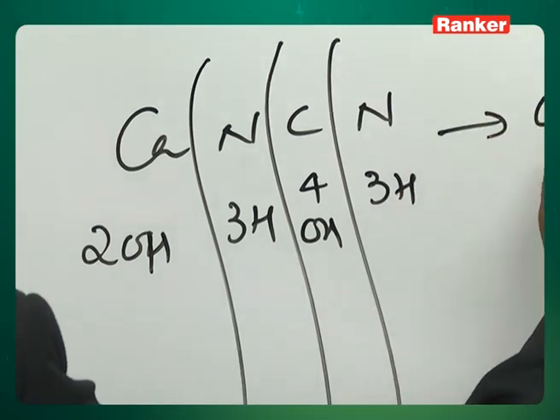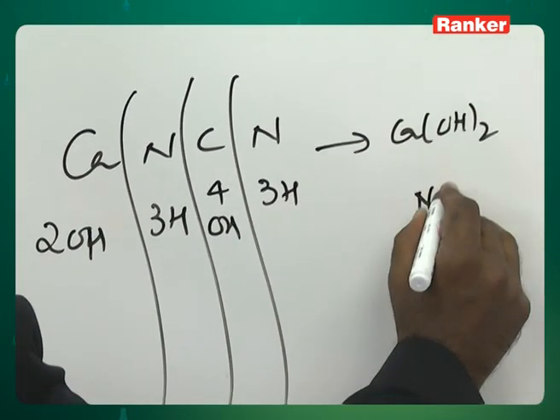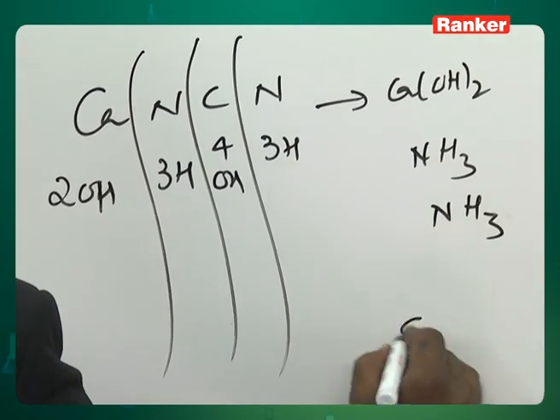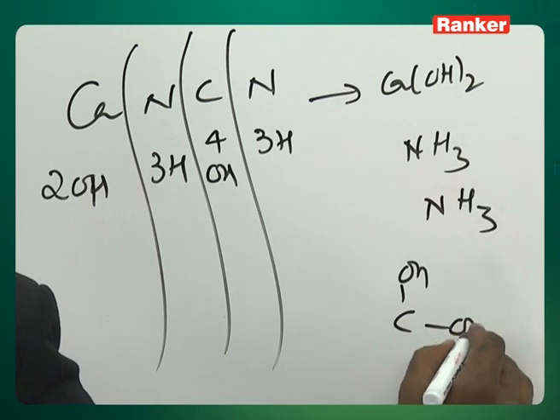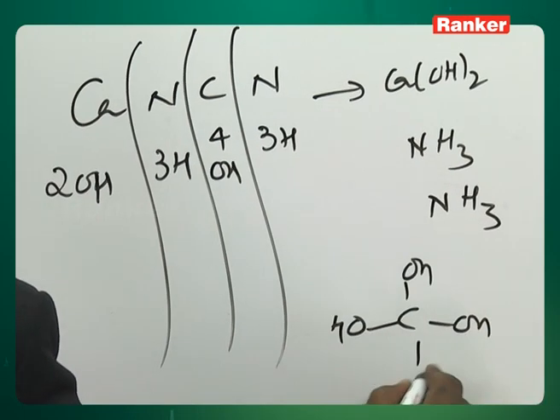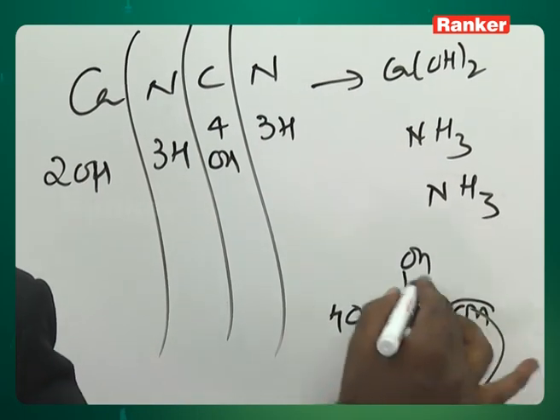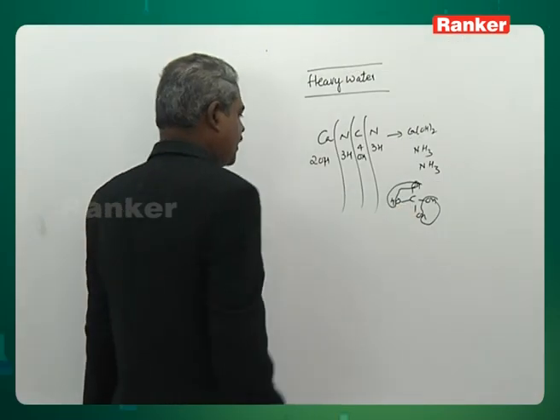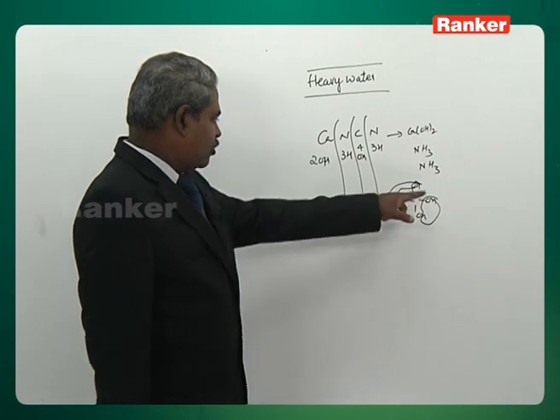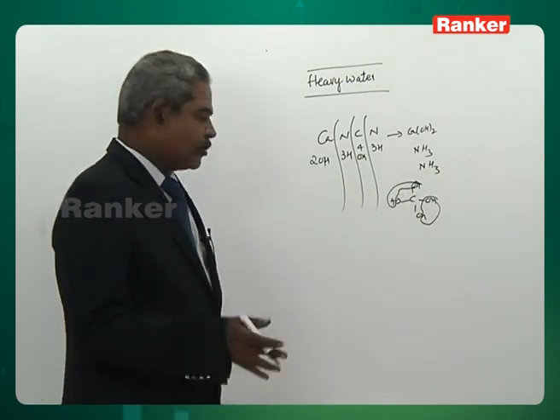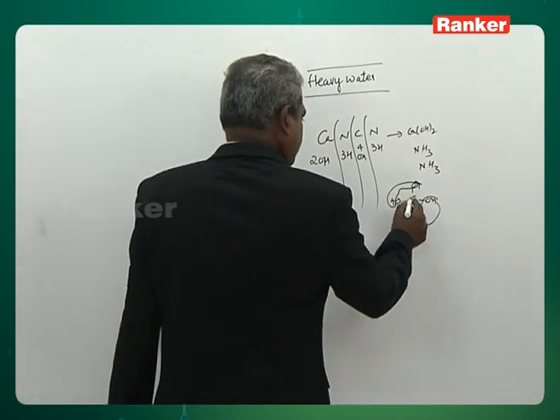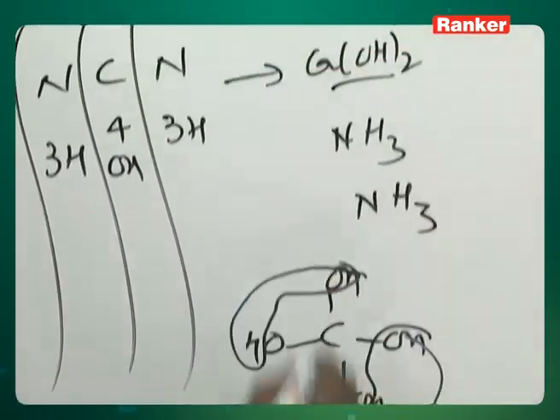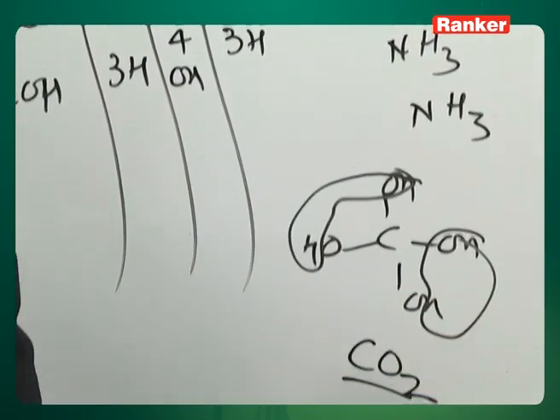Calcium hydroxide, ammonia, COH 4 times, H2O, because carbon cannot handle more than one OH. Water is lost automatically. You get COH 4 times, which is nothing but carbon dioxide. So this calcium hydroxide and carbon dioxide end up giving CaCO3.